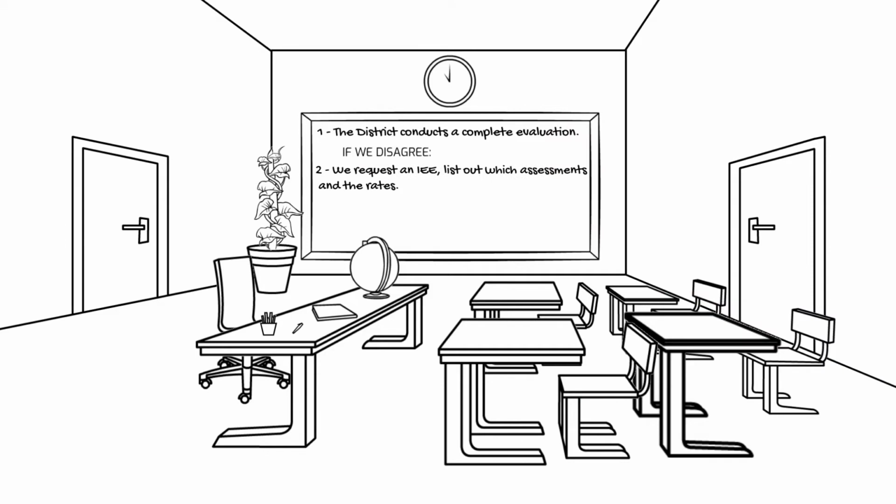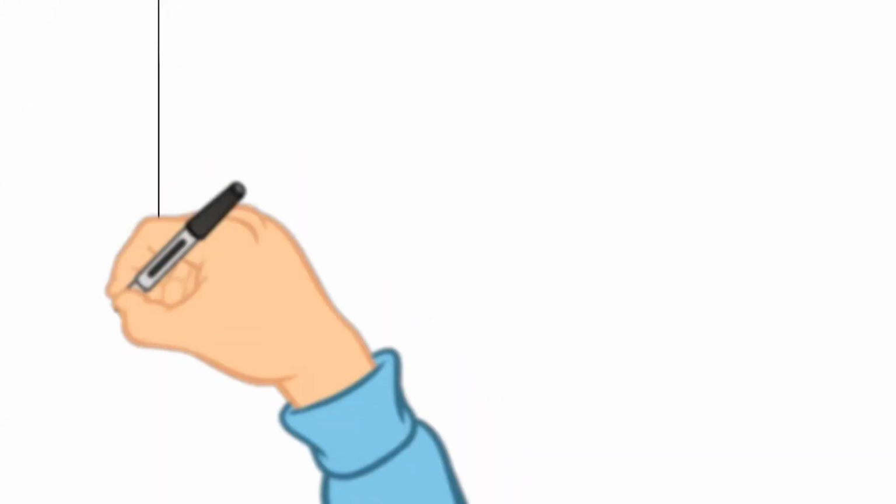Once the district receives that evaluation request, they have two options. They can either grant it or they can go to hearing. If they don't do either of those two options, then we're the ones who are going to request that we go to hearing so we can get our independent evaluation ordered by a judge.